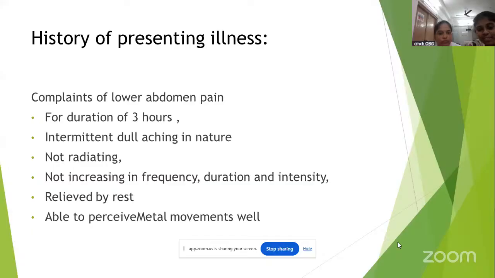History of presenting illness. Patient came with the complaints of lower abdomen pain for a duration of 3 hours, intermittent, dull aching in nature, not radiating to the back and thigh, not increasing in frequency, duration, and intensity, relieved on taking rest, and able to perceive fetal movements as well, ma'am.